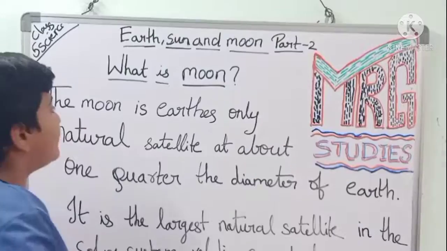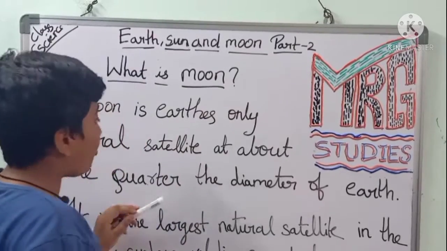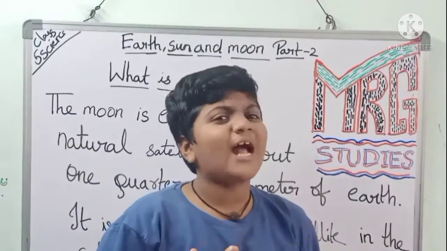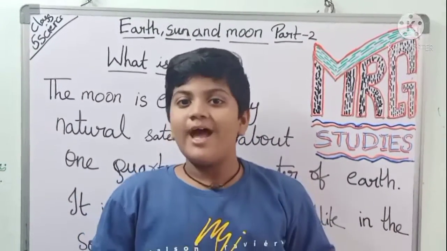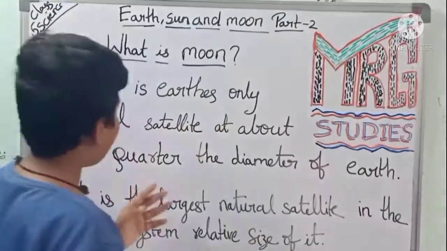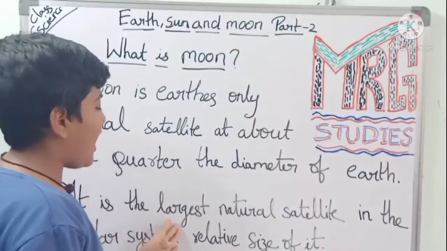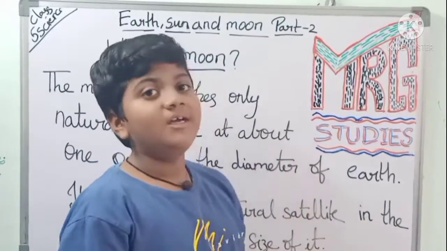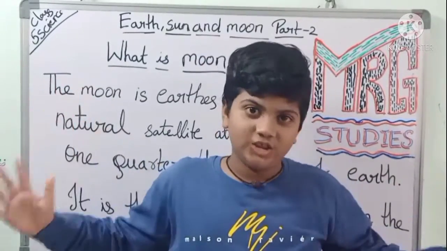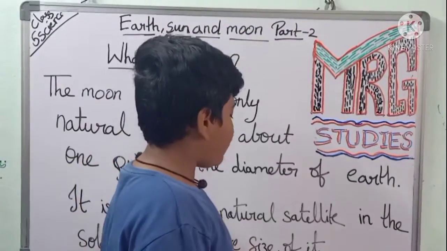Okay friends, I will tell you about the Moon. The Moon is the Earth's only natural satellite, at about 1/4 the diameter of Earth. Some satellites are man-made things, but the Moon is a natural satellite. It is the largest natural satellite in the solar system relative to the size of its planet.